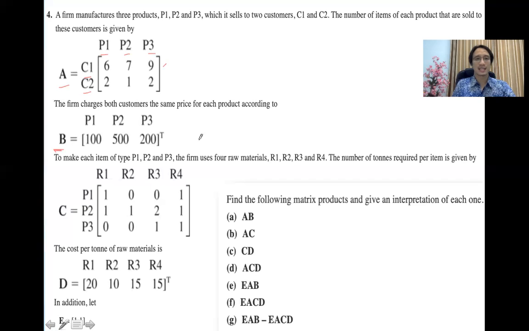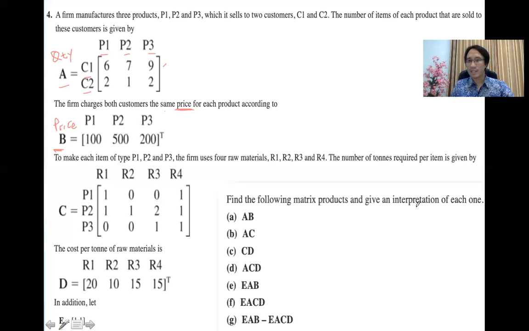And this is the charge at the same price. So this P is showing the price. This is showing the quantity. And E in addition, and we have another CDE matrix.